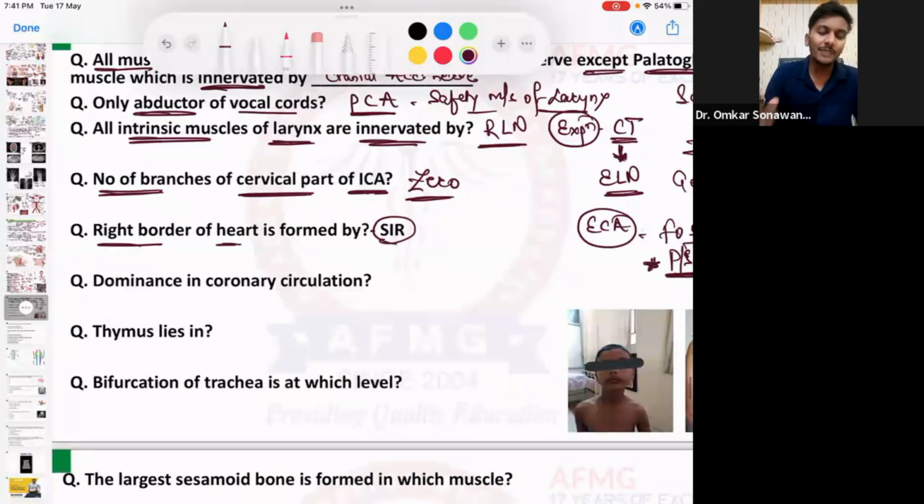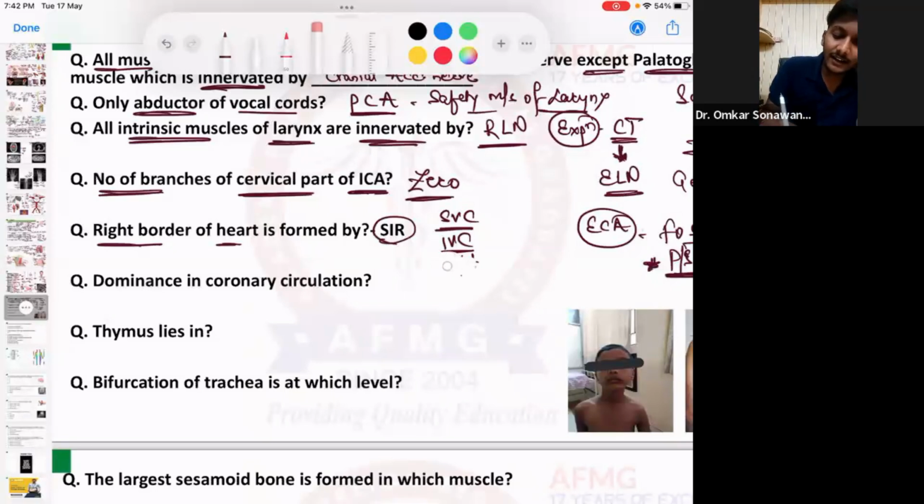Sir is the mnemonic. Right border of heart is formed by Sir. ये question था. S for superior vena cava. I for inferior vena cava. And R for right atrium and right ventricle. R for right ventricle या right atrium? R for right atrium और right ventricle.